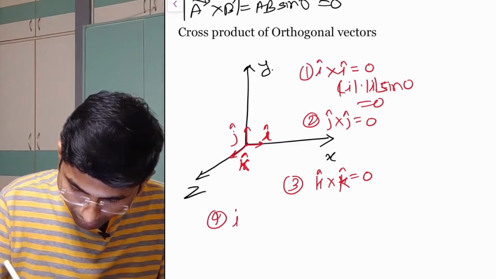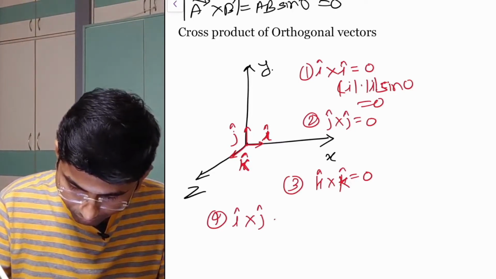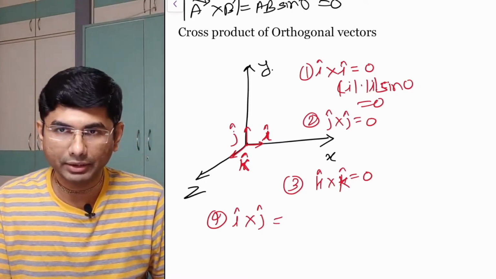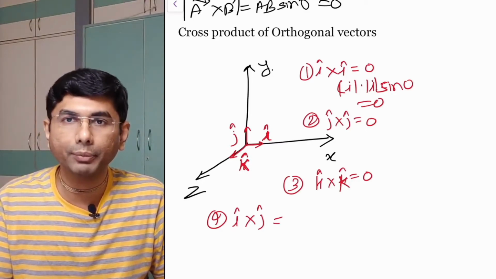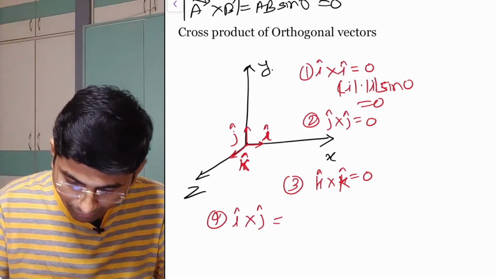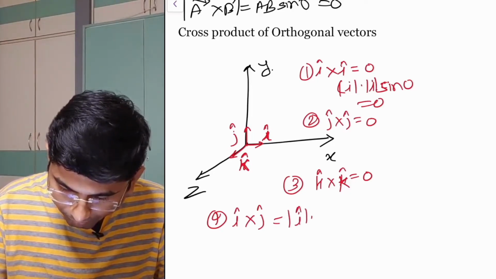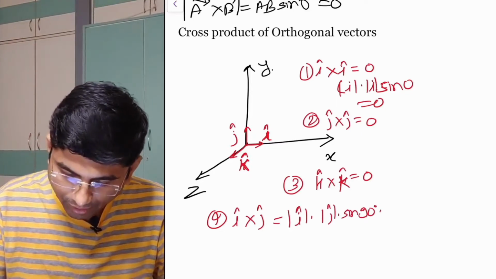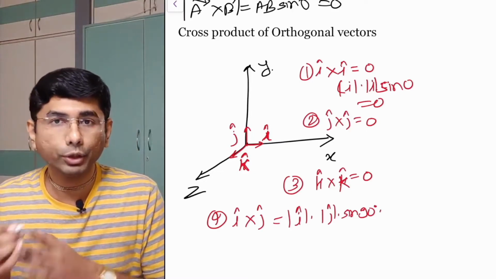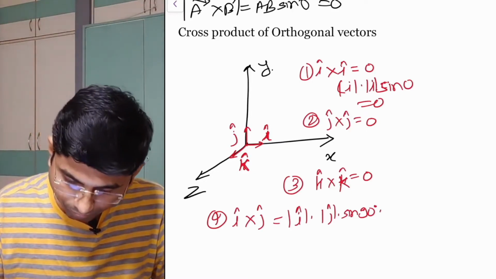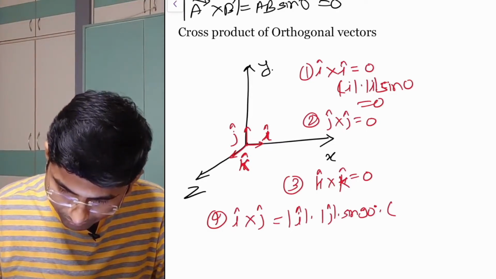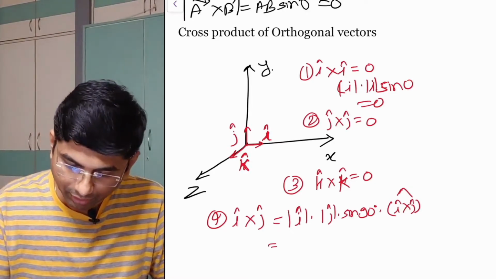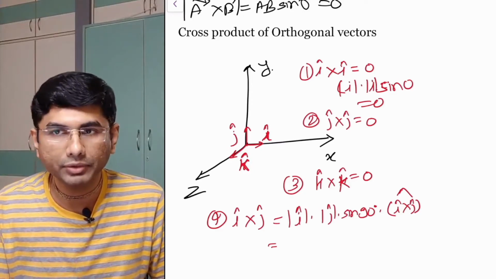Fourth case, i vector cross j vector. The i vector is along the x axis and the j vector is along the y axis. Both are being multiplied, it's a vector product, so it will have a magnitude and a direction. First the magnitude: magnitude of i cap, magnitude of j cap into sine of the angle between them, which is 90 degrees. Then we have to see the direction, i cross j whole unit cap. Magnitude of i is 1, magnitude of j is 1, sine 90 is 1.